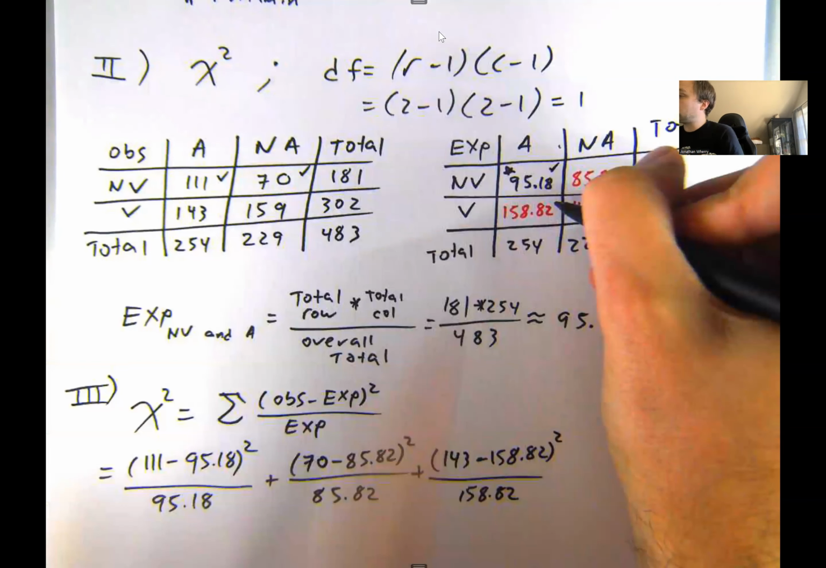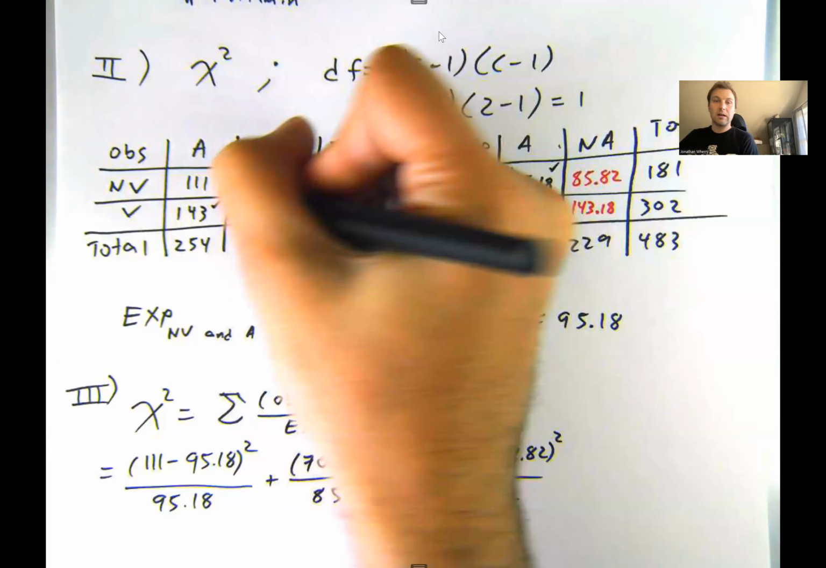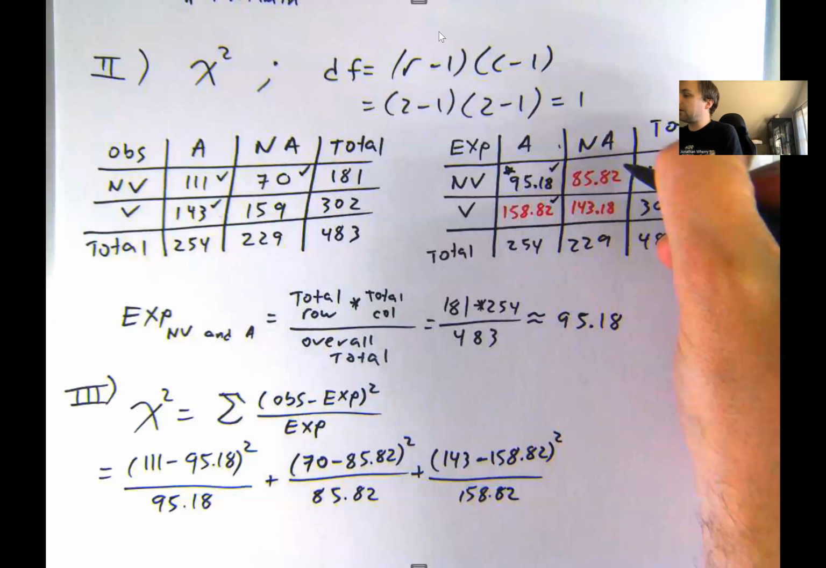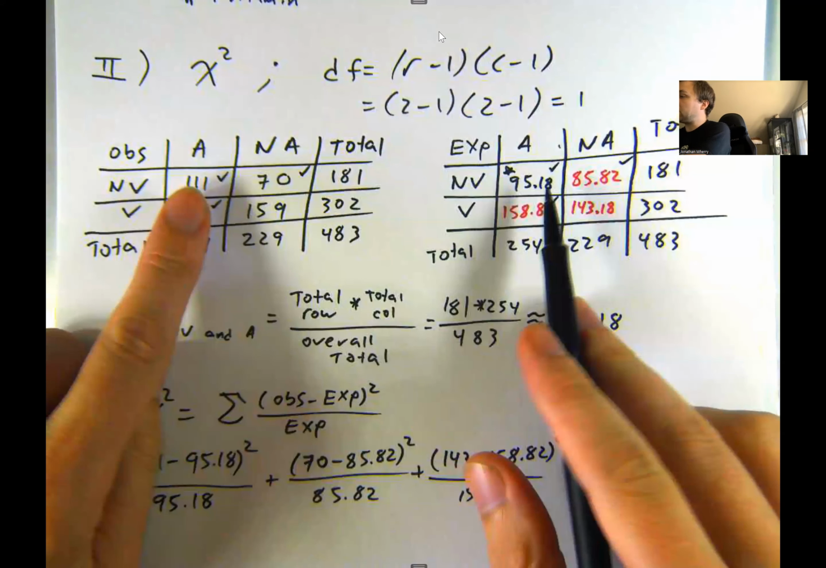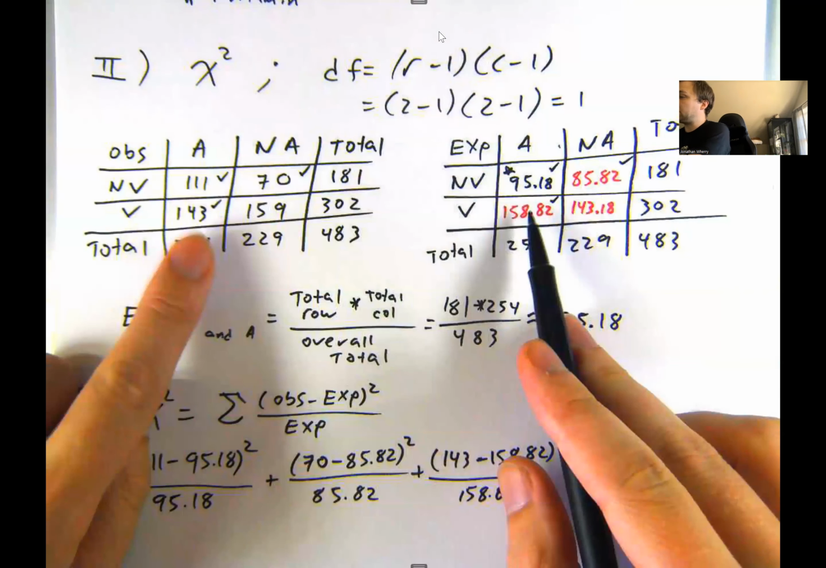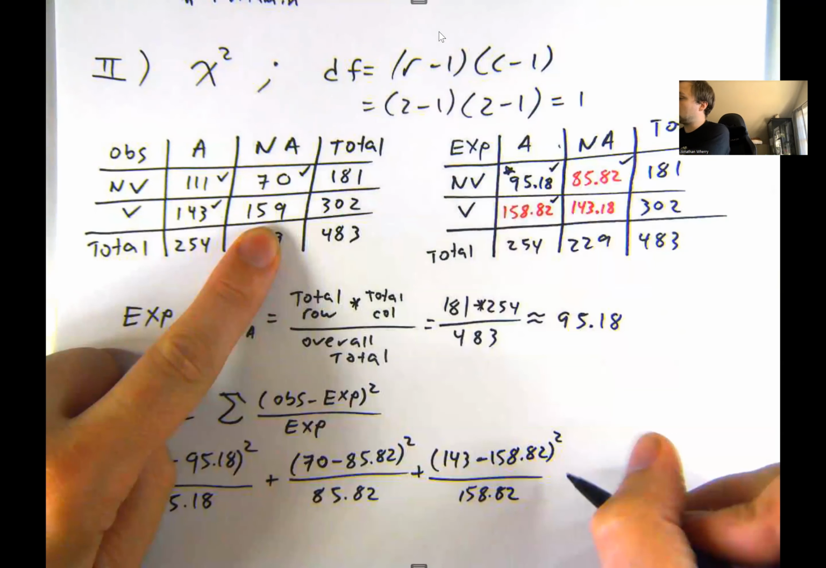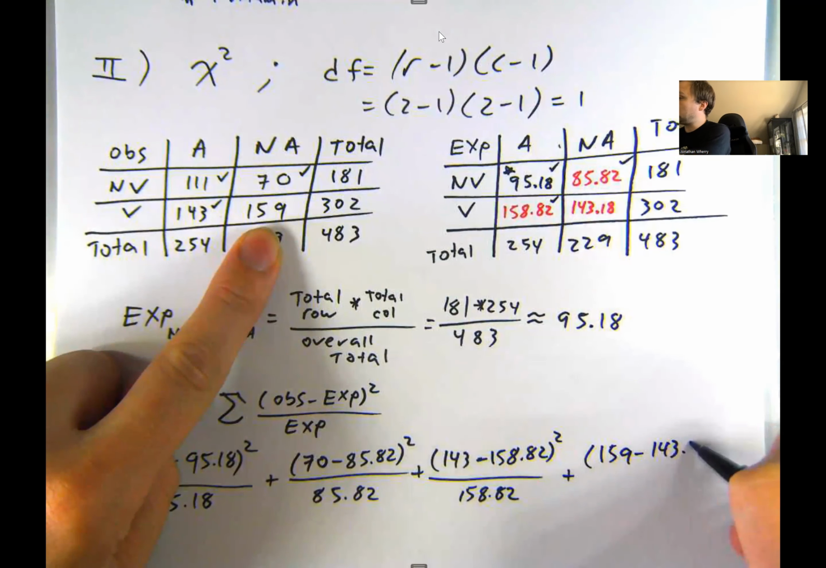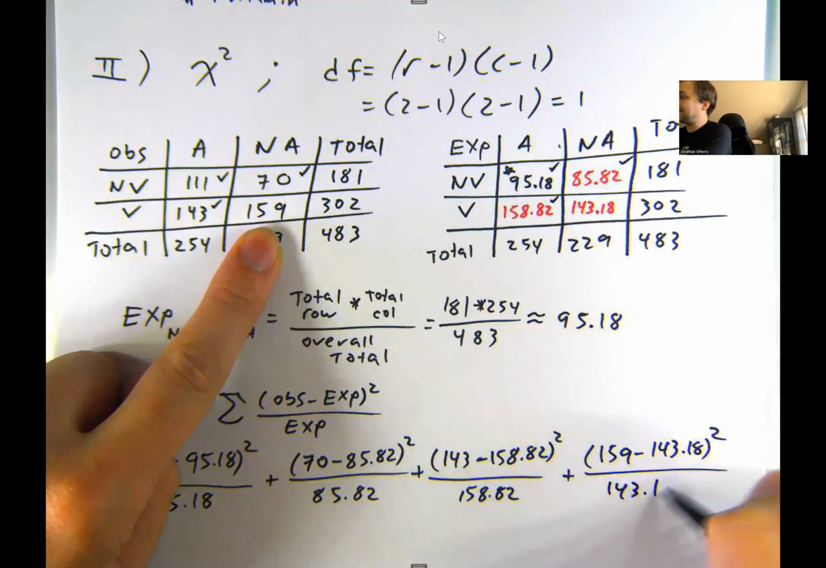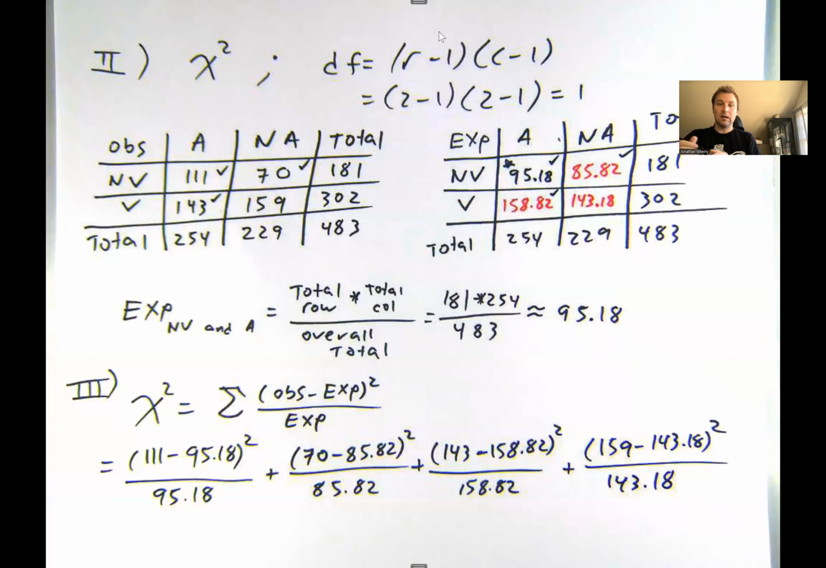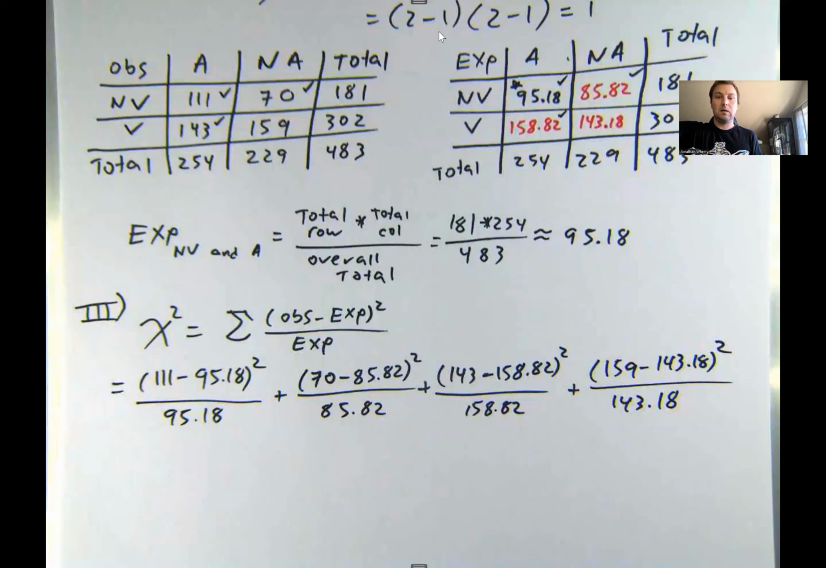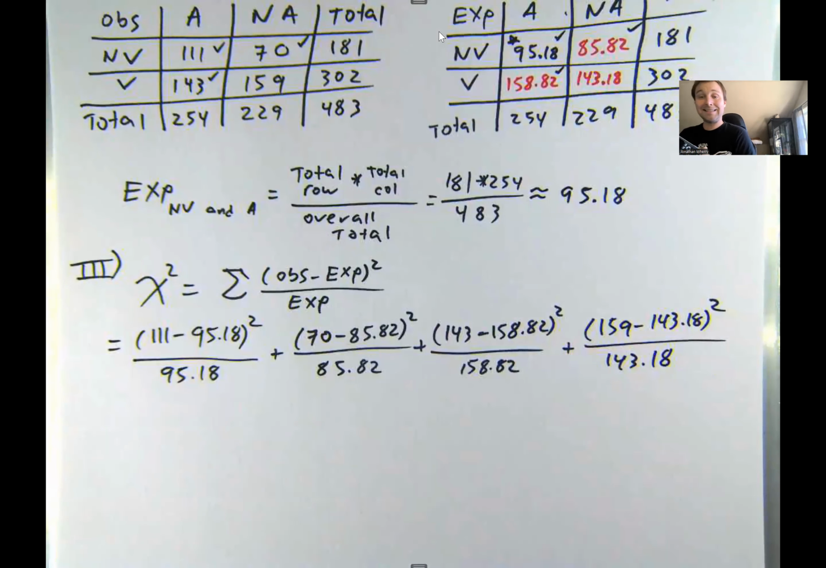And you could do these in any order. You could go up and down, you could go left and right, you could do some sort of a spiral. It doesn't matter. I do like to check them off as I go along. So these were paired up, these were paired up, these were paired up. I'm down to just these values. 159 minus 143.18 squared over 143.18. I will type this into a calculator and see what I get. And this will give me my test statistic.